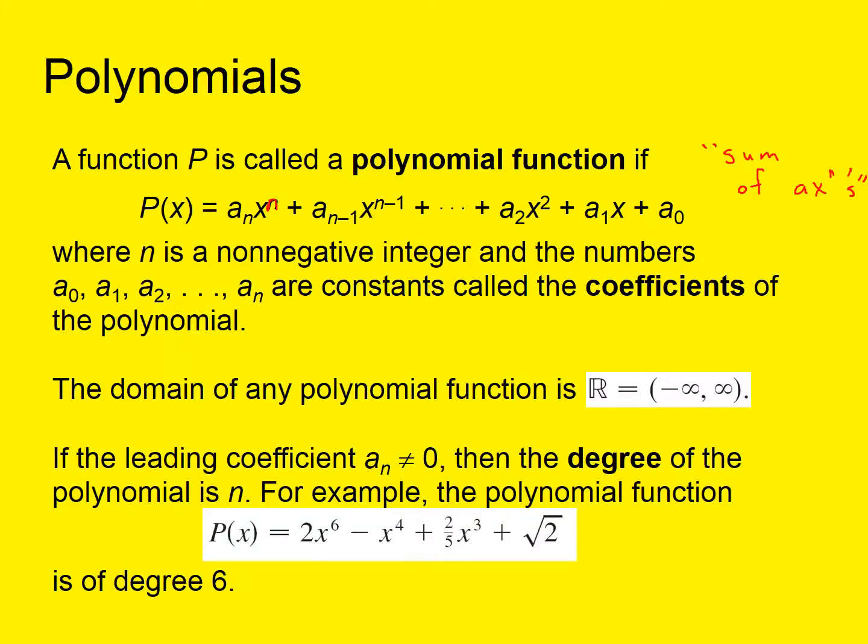If the leading coefficient, a sub n, is not equal to 0, in other words, that would make n the highest power on x, then the degree of the polynomial is n. So n is the degree. For example, for this polynomial function p of x here, the degree is 6, because that's the highest power on x. And yes, that is a polynomial function, even though it has a square root in it, because we're not taking the square root of x, we're taking the square root of 2, and that's just a constant, right? That's just the a naught, the last constant at the end.